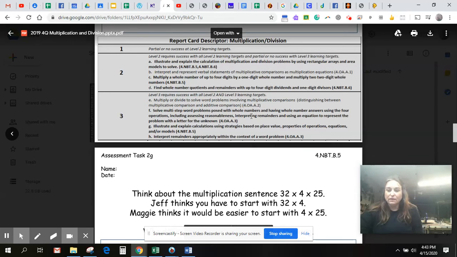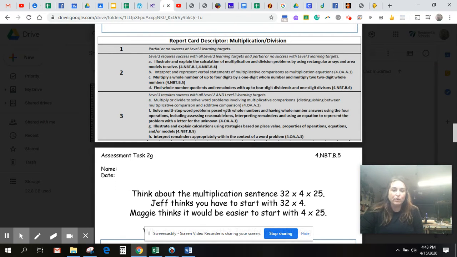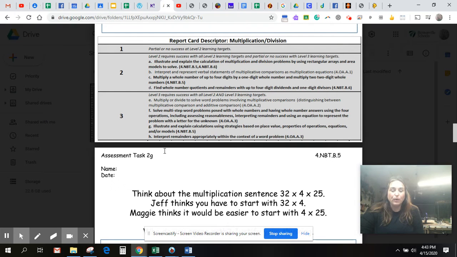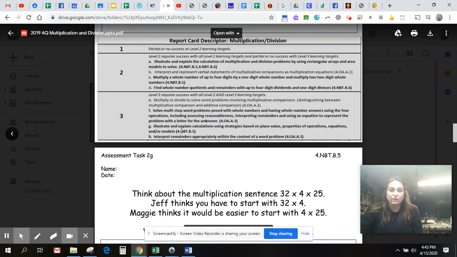Hi everyone. So for today's task, we're going to be working on task 2G. So 2G is going to go along with the other tasks we've been working on that cover standard 4.OA.A.3. This one's now going to help us to incorporate 4.MD.B.5: illustrate and explain calculations using strategies based on place value, properties of operations, equations, and/or models.